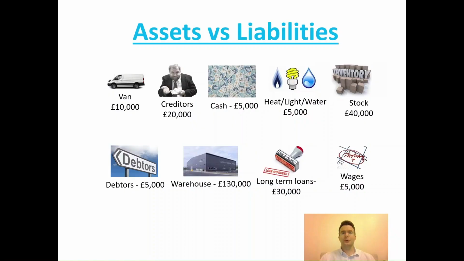The first thing to do when trying to understand balance sheets is to understand the different components that make up each balance sheet. The first is assets. Assets are things that belong to the business. The second is liabilities. These are things that the business owes. On the screen you have 9 different items. You may wish to pause the video now in order to separate these items into assets and into liabilities.